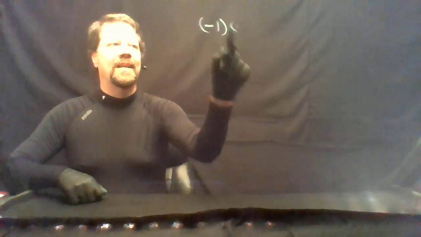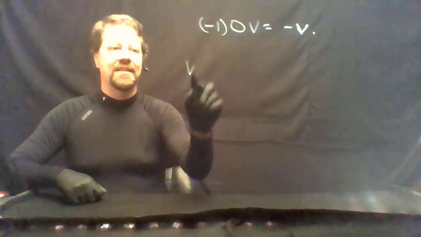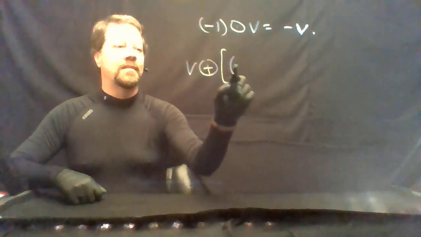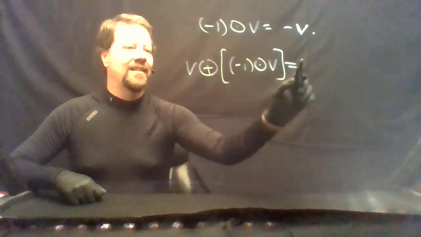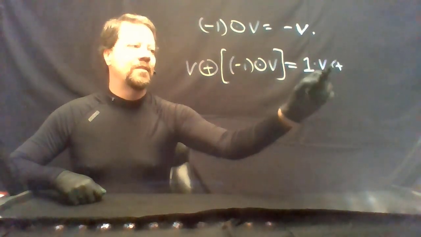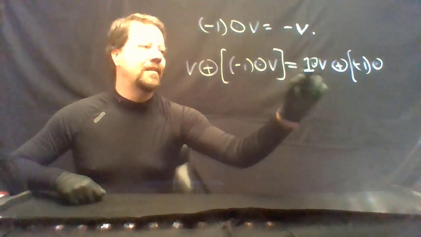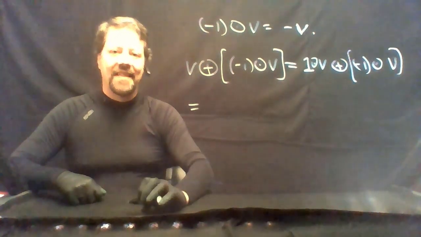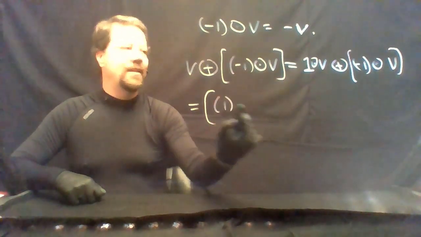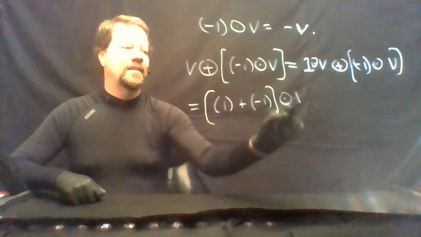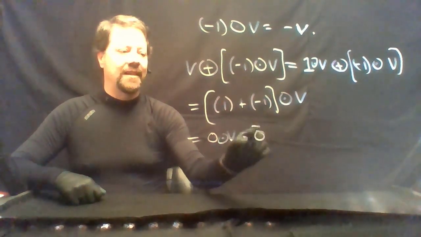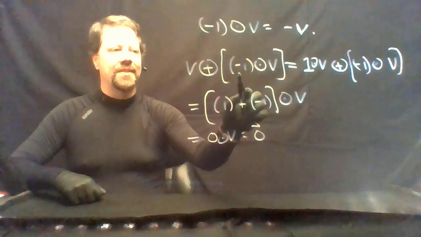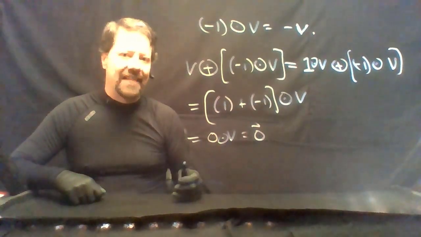Next, we need to show that negative 1 times v is the additive inverse of v. That's pretty easy. The proof goes like this. Let's take v plus negative 1 times v. By the property of 1, this is going to be 1 times v plus negative 1 times v. And then by the distributive law, we'll get 1 plus negative 1 times v, and that gives us 0 times v, which we now know to be the zero vector. That tells us then that negative 1 times v is the additive inverse of v.